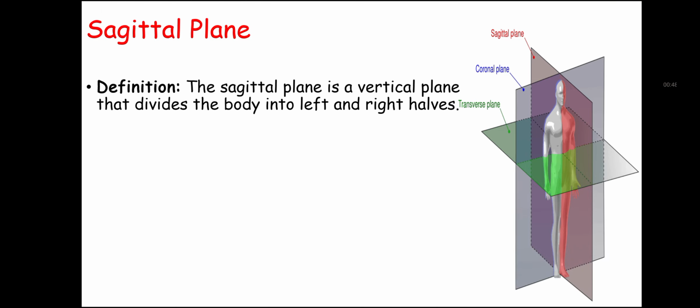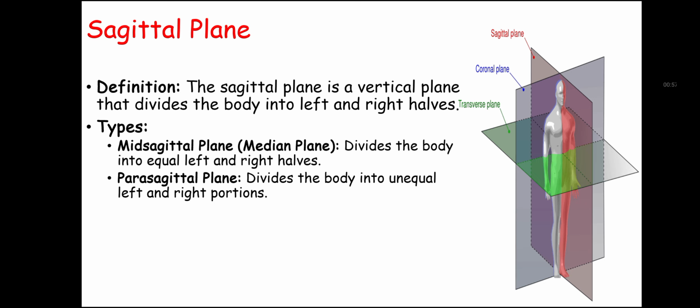The first plane we have is the sagittal plane. We can define the sagittal plane as a vertical plane that divides the body into left and right halves. Its types include the mid-sagittal plane, which is also called the median plane, and the parasagittal plane.